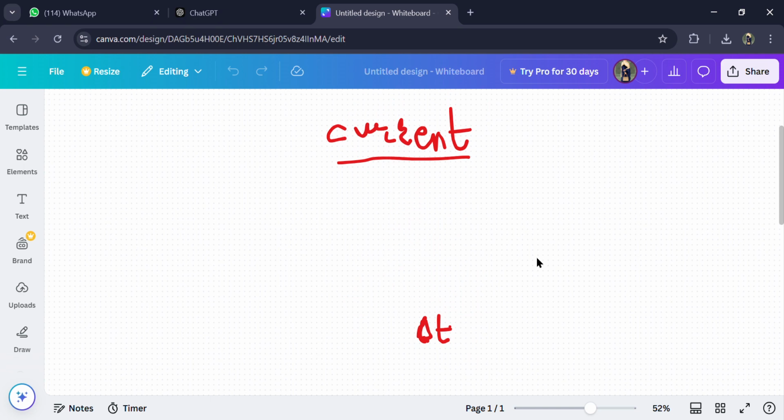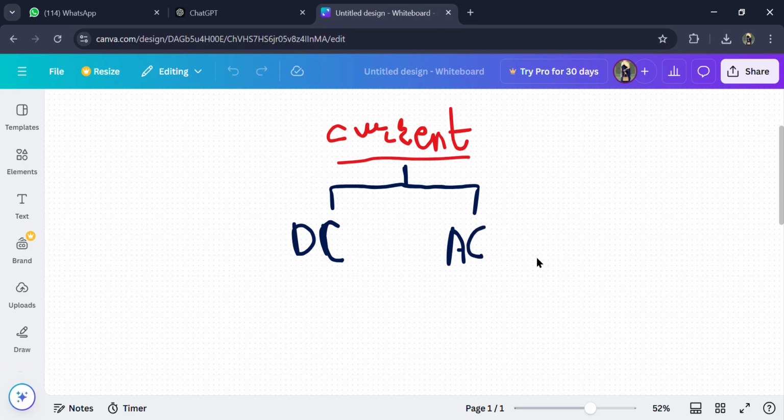Now there are basically two types of current in this world. The first one is known as DC current, and the second one is called AC current, which we're going to study in this whole lecture. But first of all, you must know what a DC current is. DC current's full form is direct current.